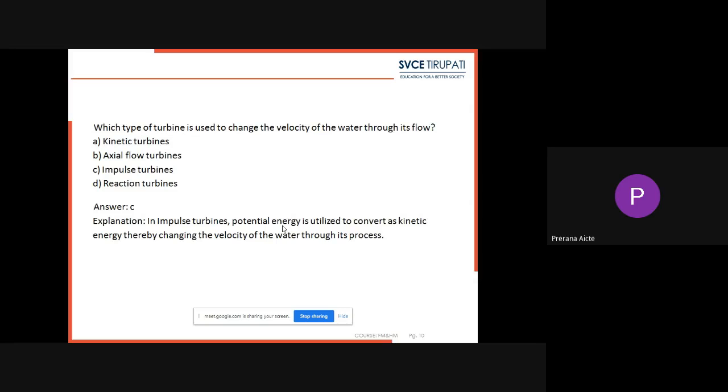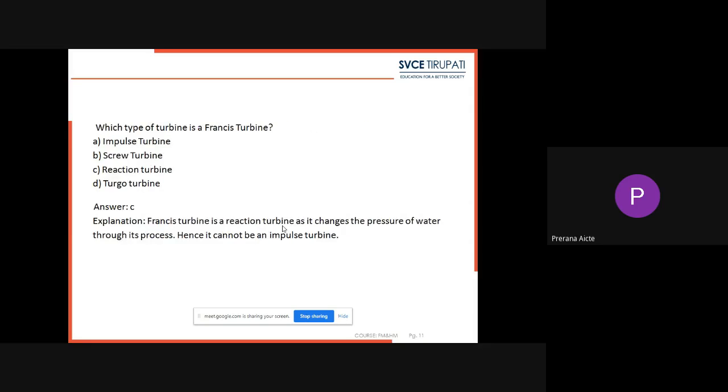Next one, which type of turbine is used to change the velocity of the water through its flow? The answer is impulse turbine. In impulse turbines, potential energy is utilized to convert to kinetic energy, thereby changing the velocity of the water through its process. Next one, which type of turbine is a Francis turbine? Reaction turbine. Francis turbine is a type of reaction turbine as it changes the pressure of water through its process. Hence, it cannot be an impulse turbine.